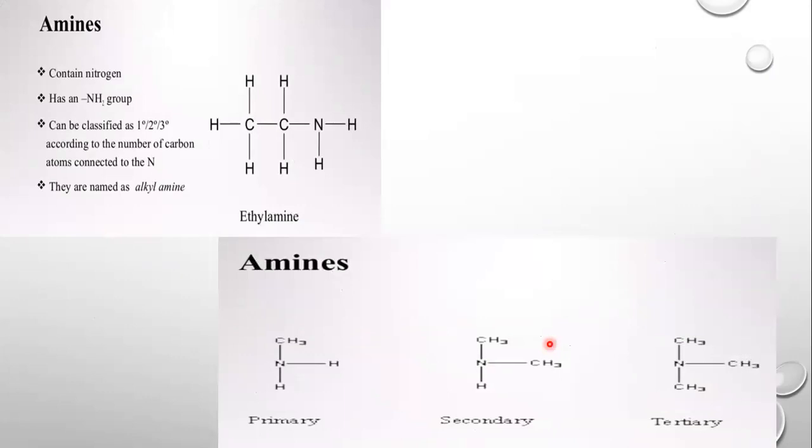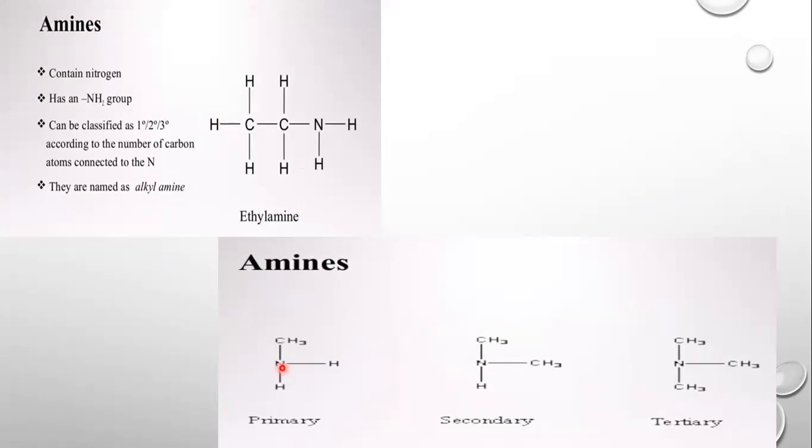Next are amines. Amines are when one hydrogen atom is replaced by an NH2 group, then it becomes an amine. Amines have the group NH2. It may be regarded as primary, secondary, and tertiary. It is given the name of alkyl amines. It is ethyl amine. With one more carbon, it becomes propyl amine, butyl amine, pentyl amine, hexyl amine, and so on.